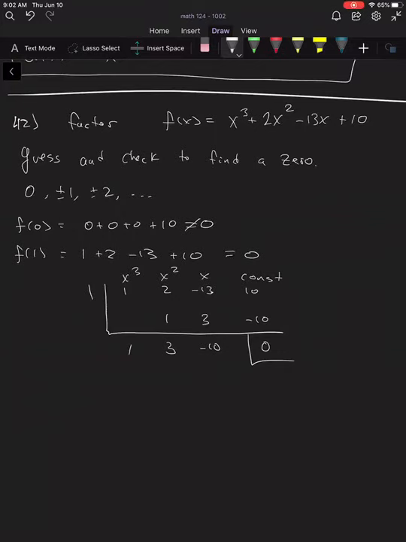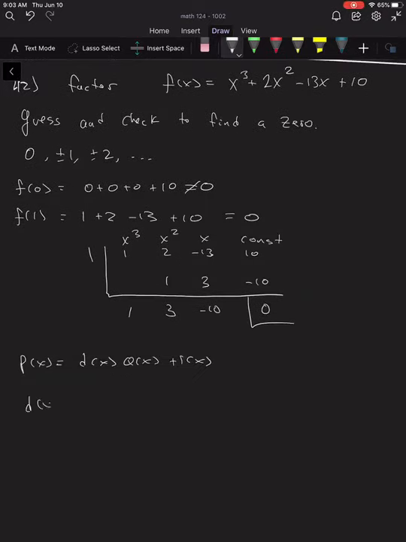Let's remember the equation: P of x is d of x times q of x plus r of x. Let's fill out this equation. What is d of x? D of x is always x minus whatever this number is, so x minus 1. What's q of x? In this problem it's going to be x squared plus 3x minus 10. Remember, this is our x squared now, this is our x, and this is our constant, because it's always 1 less than what was up here. And then our remainder is 0.